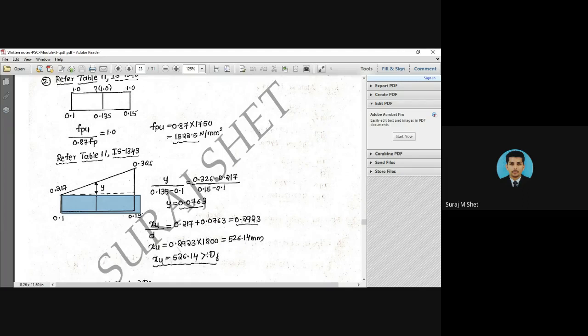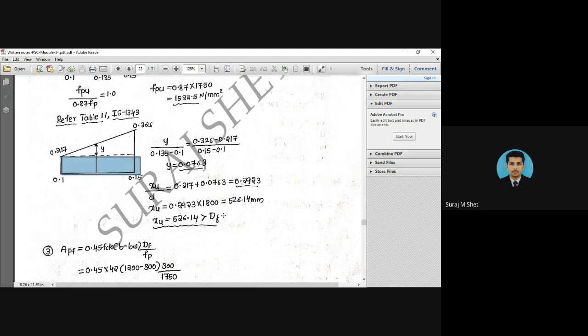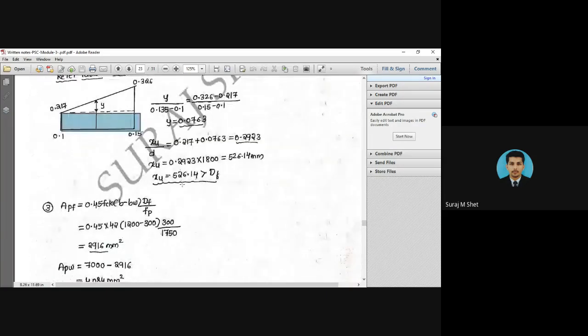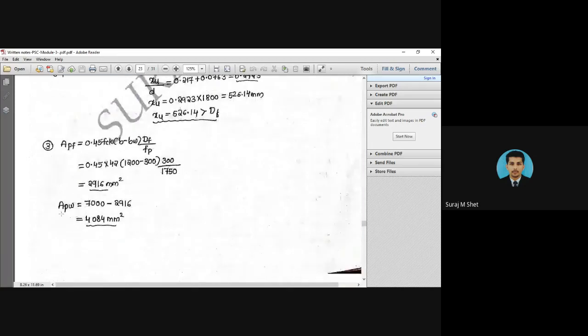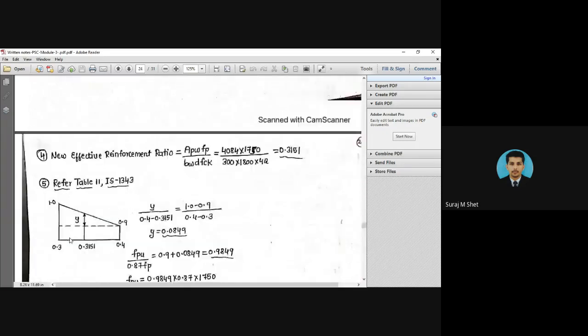Then you have to check whether the XU value is greater than DF or lesser than DF. The depth of the flange, as I already showed, is 300 mm. So 300 mm is greater than the XU value. Then again you have to calculate APF and APW. Just substitute the values and you will get the two values, APW and APF.